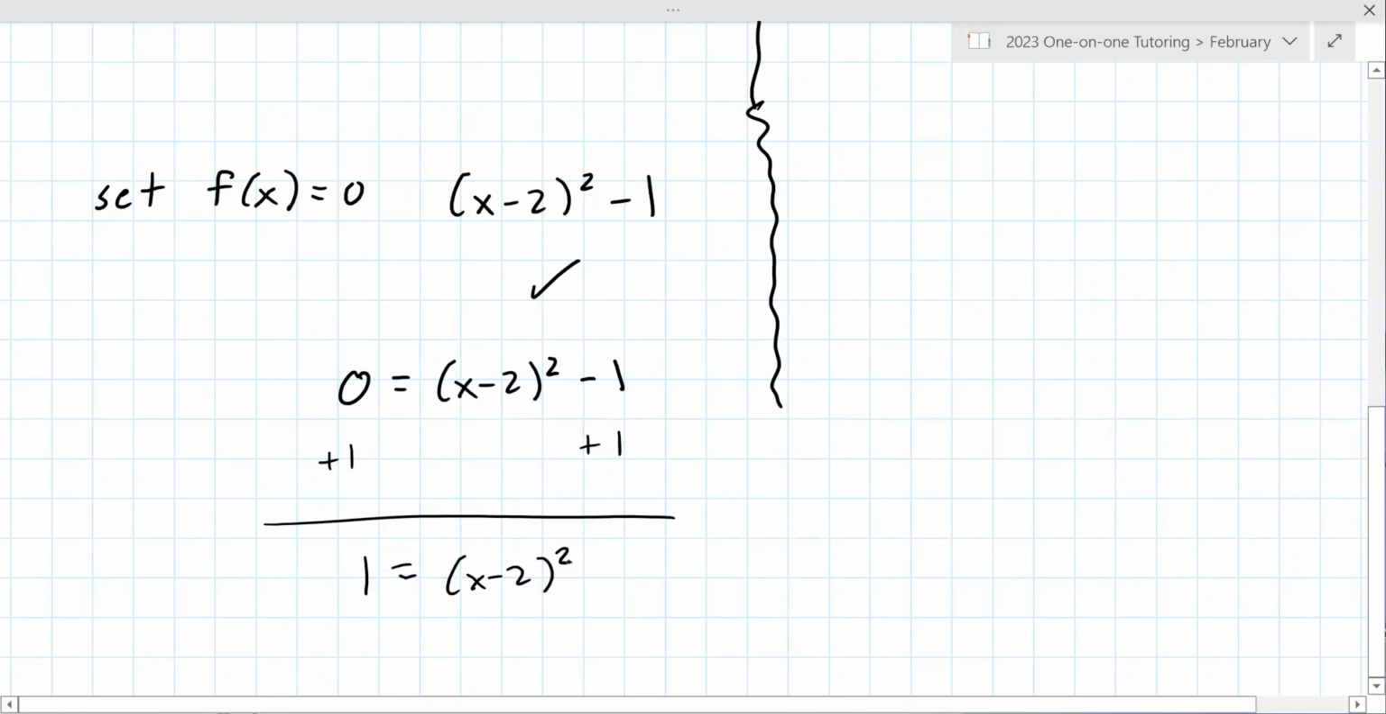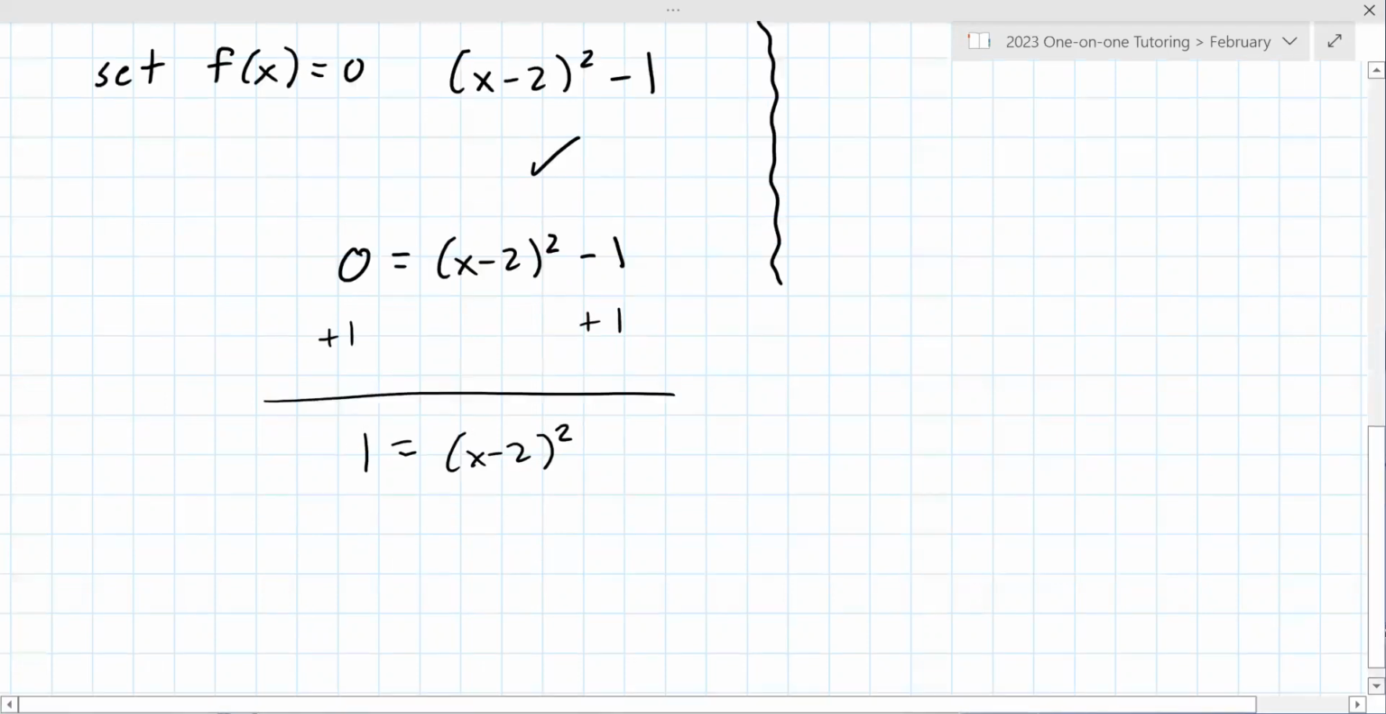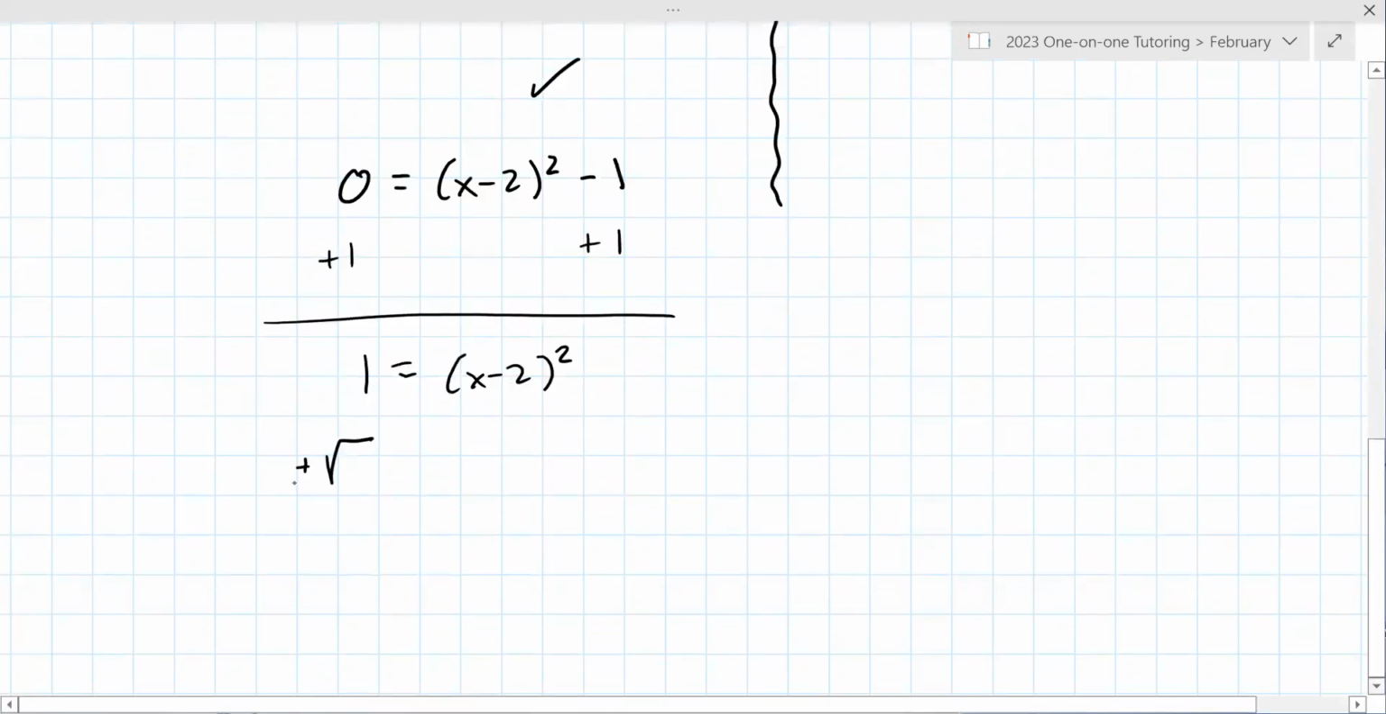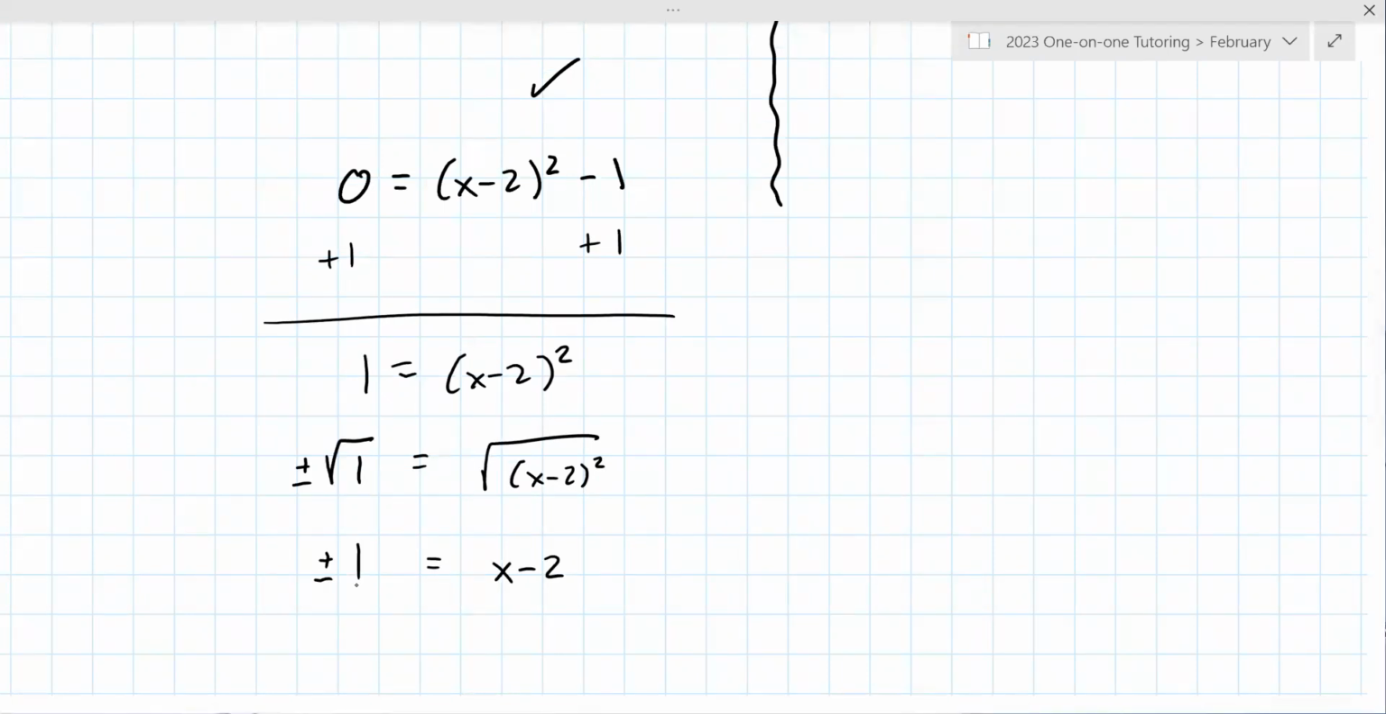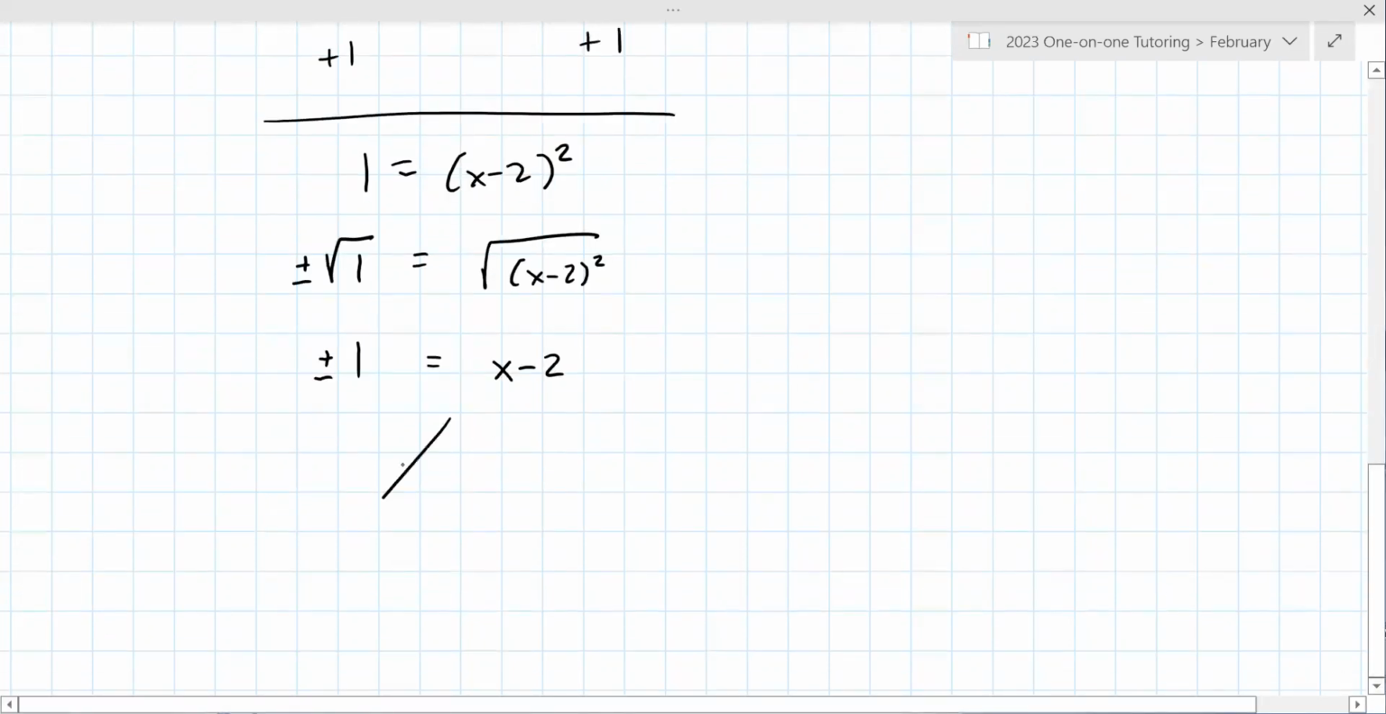You remember what to do from this point here. You make case 1, case 2. That's right. But you're taking the square root of both sides. So it's plus or minus square root of 1, square root of x minus 2 squared. On the right, it undoes the square root. On the left here, it's the case 1, case 2. And then you make it case 1, case 2 there? Yes, yes. You and I, we prefer the variable on the left. x minus 2 equals 1, x minus 2 equals -1.